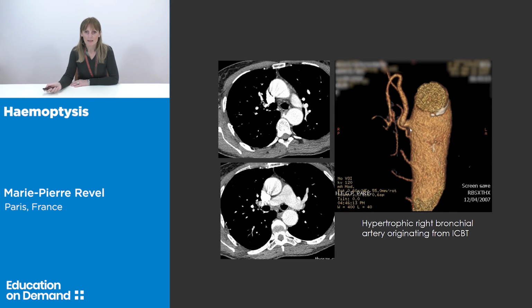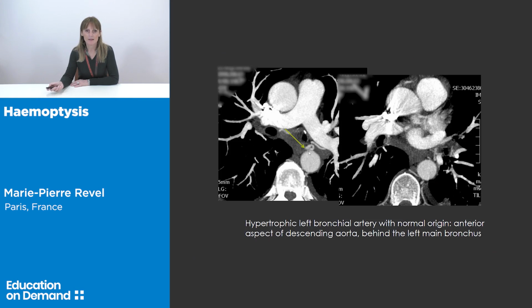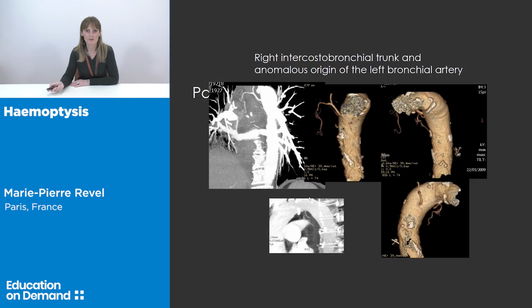Volume rendering is very helpful to demonstrate the bronchial artery anatomy. Here we have an enlarged intercostal bronchial artery, and what is hypertrophied is the bronchial part of this trunk, not the intercostal part. And the right bronchial artery originates from the right aspect of the descending aorta, whereas the left bronchial artery originates from the mid portion of the anterior aspect of the descending aorta at a level corresponding to the left main bronchus. This is the normal origin.